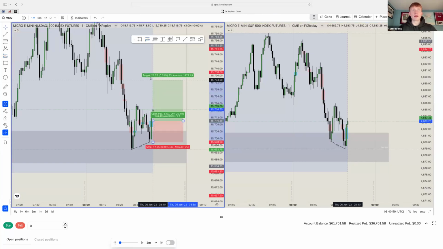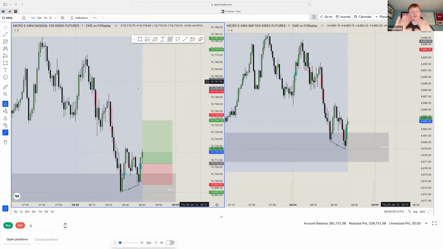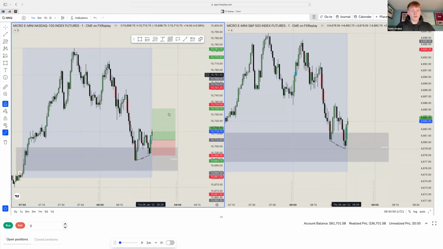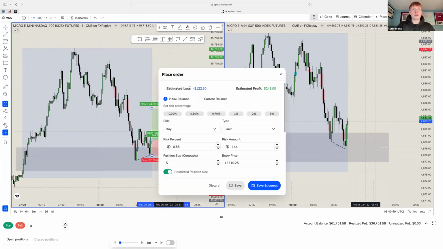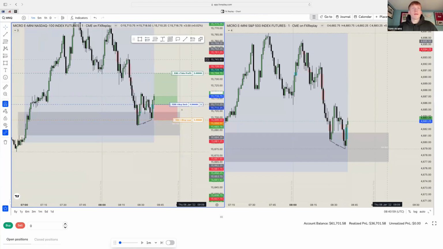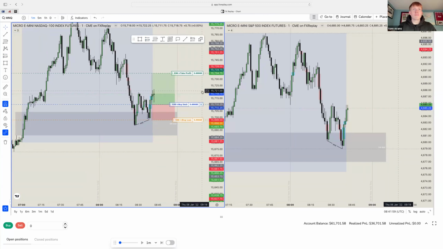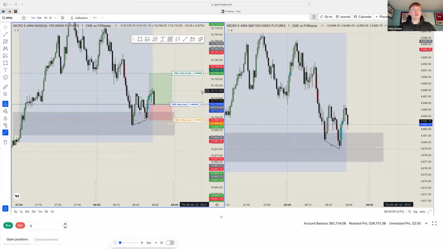Let's just go for 2R, consistent 2Rs. Let's say I could probably target this high, but for the sake of this back testing, I'm going to go for this. So simply place. I could trail my entry. I'm not going to, just for the sake of this. There we go, we're tagged in.